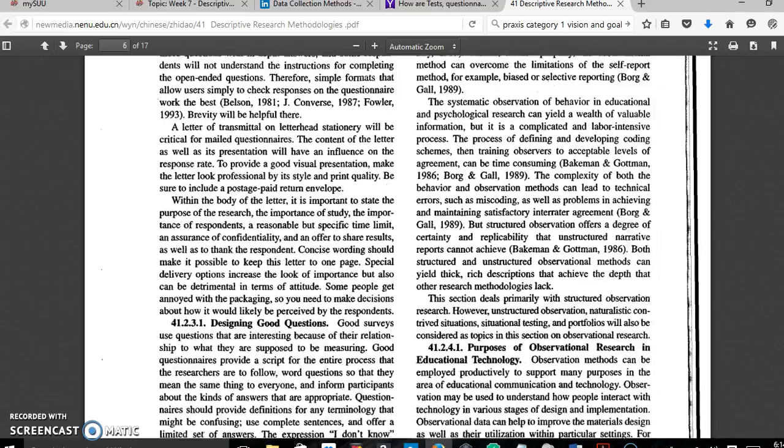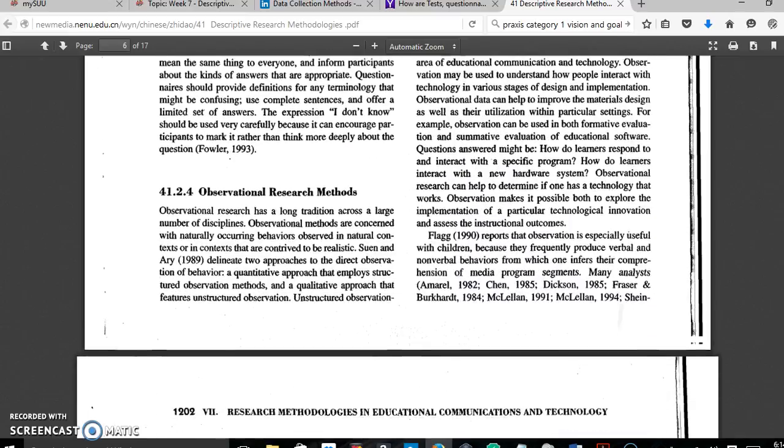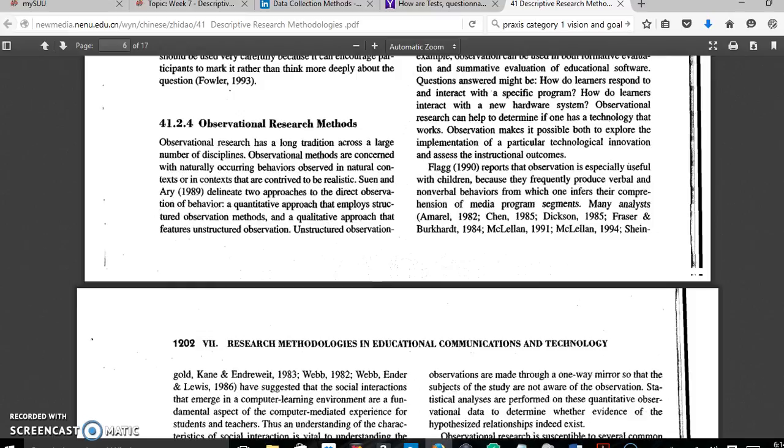And then as we went further down, I did talk about observations, and the two things that I thought were interesting here were that there are two different types of observations according to Swain and Ari, which are structured and unstructured observations. A structured observation would give you a quantitative approach, and an unstructured observation would give you a qualitative approach.